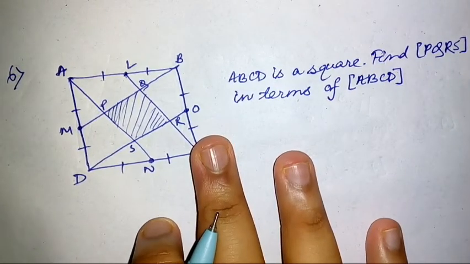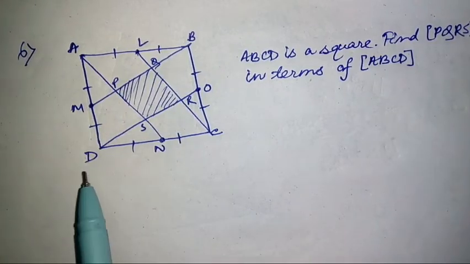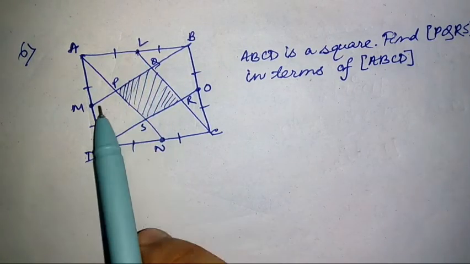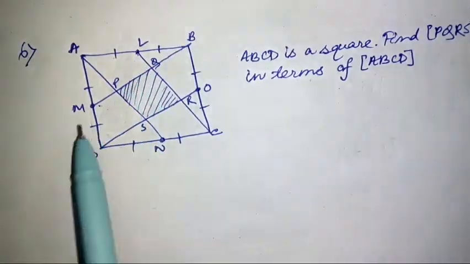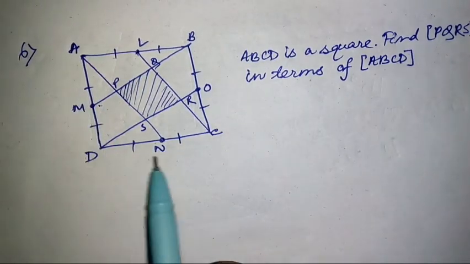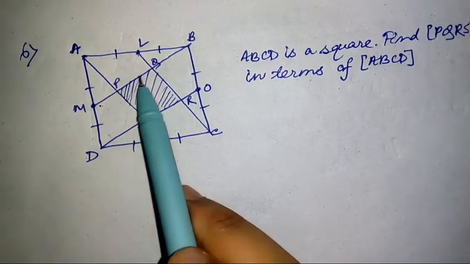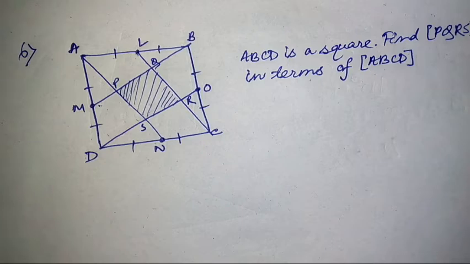Yes. So here we are given a square ABCD. M, N, O, L are the midpoints. These are joined accordingly. We have to find the area of PQRS in terms of ABCD. Now questions like this may seem to be too complicated. To solve these questions, we cannot directly calculate the areas. We have to subtract the areas from the main figure so as to get the required area.